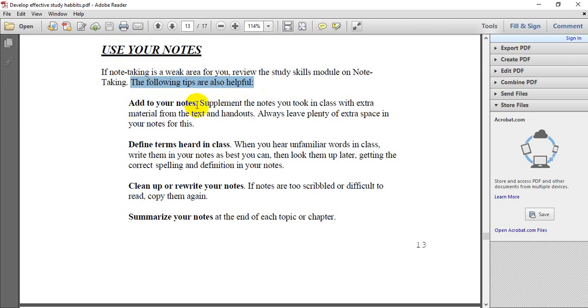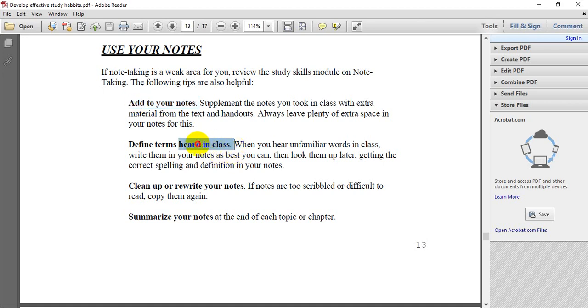Add to your notes by supplementing the notes you take in class with extra material from the text and handouts. You can mix the notes that you recite and write after the doctor in the lecture with the extra material and information you will find in the text and handouts. Always leave plenty of extra space in your notes for this.